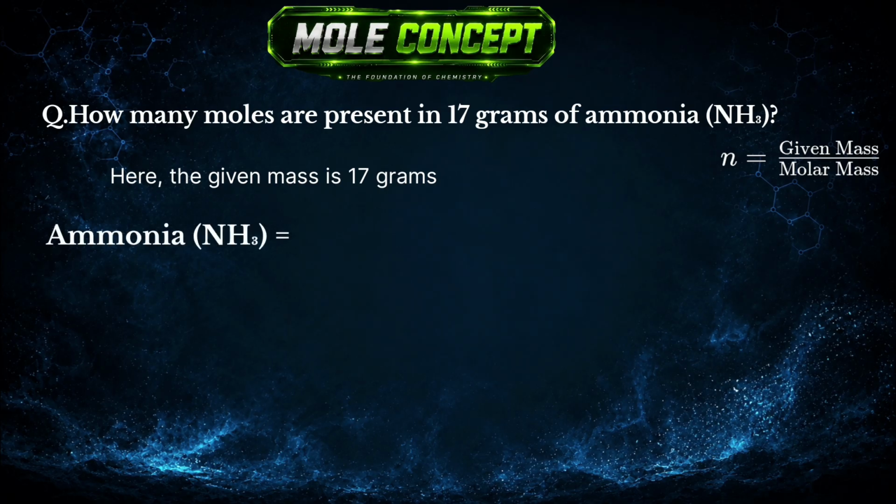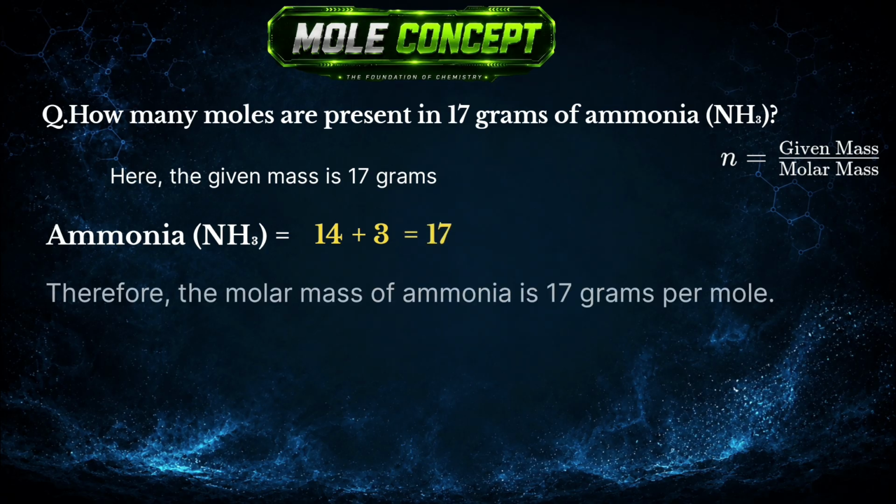Ammonia has the chemical formula NH3. Nitrogen has an atomic mass of 14, and there is 1 nitrogen atom. So, multiply 14 by 1. 14 times 1 equals 14. Hydrogen has an atomic mass of 1, and there are 3 hydrogen atoms. So, multiply 1 by 3. 1 times 3 equals 3. Now add the atomic masses together. 14 plus 3 equals 17. Therefore, the molar mass of ammonia is 17 grams per mole.